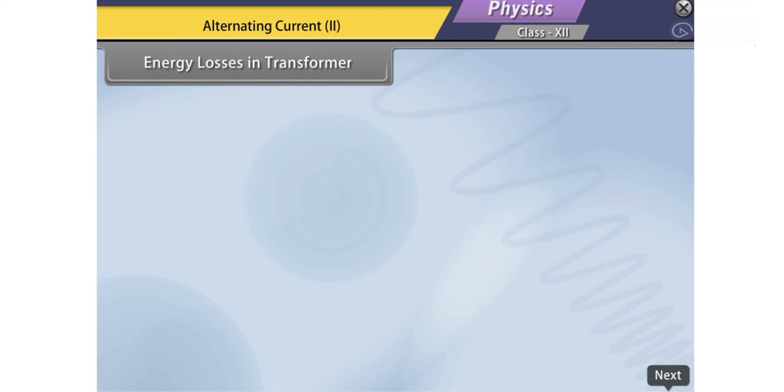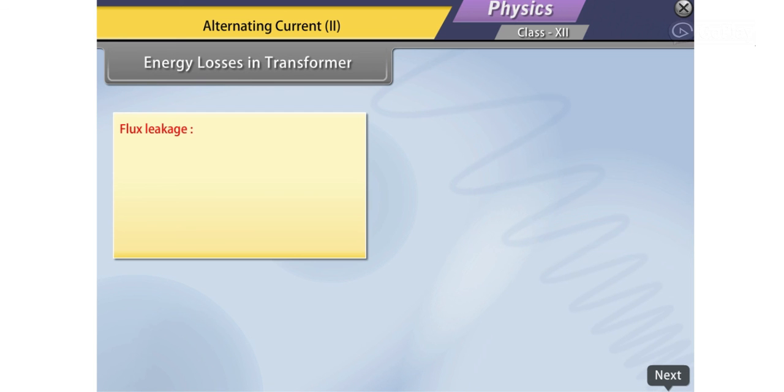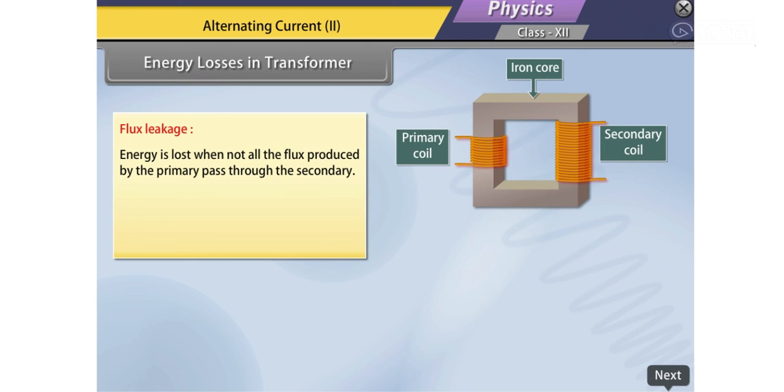Energy losses in transformer. There are some energy losses in transformer as following. Flux leakage. Energy is lost when not all the flux produced by the primary pass through the secondary. This loss can be reduced by winding the primary and secondary coils one over the other.